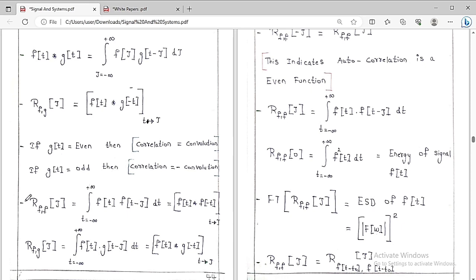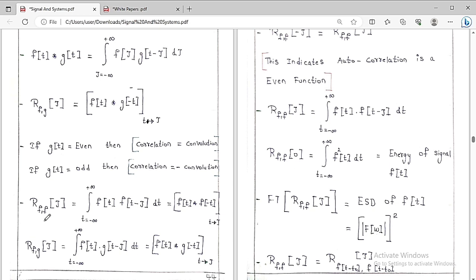See, this is basically the autocorrelation. Autocorrelation means you are doing the same function again. If you are taking two different functions, it is called cross correlation. If the same function is repeating, it is called autocorrelation. So the same function means autocorrelation, and different functions means cross correlation.